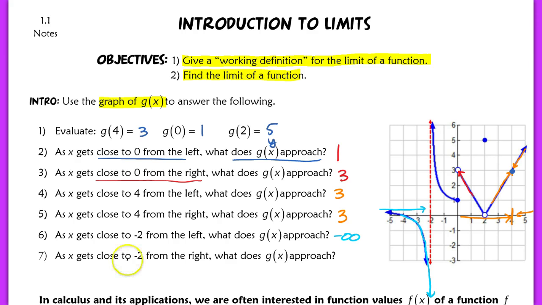Now from the right-hand side, question 7 asks, from the right-hand side, what does your function approach? So from the right, as we get closer and closer to x equals negative 2, but we never quite hit it, we see that our values are again unbounded, but this time in the positive direction. So we have positive infinity for the value that g of x approaches. Sorry, I shouldn't say value because infinity is not a number, it's not a value, but our function does approach positive infinity.